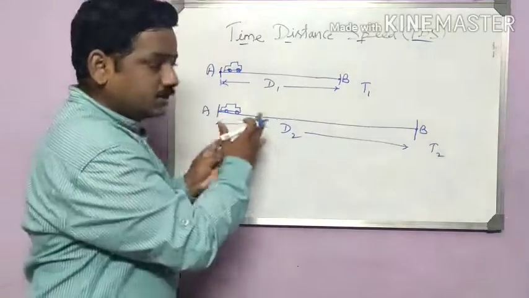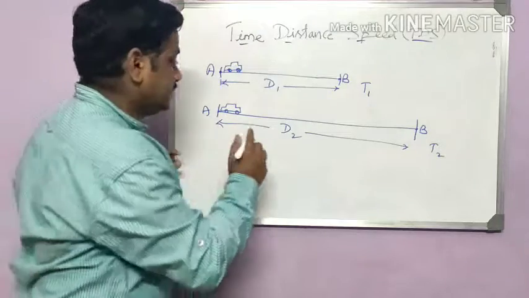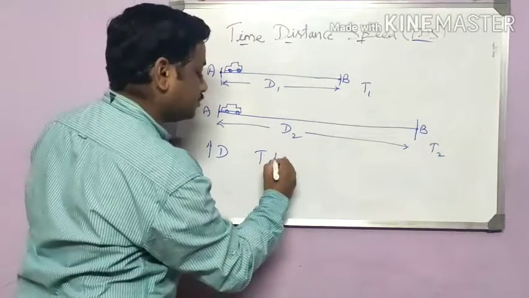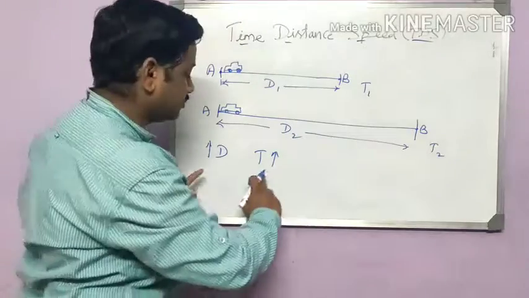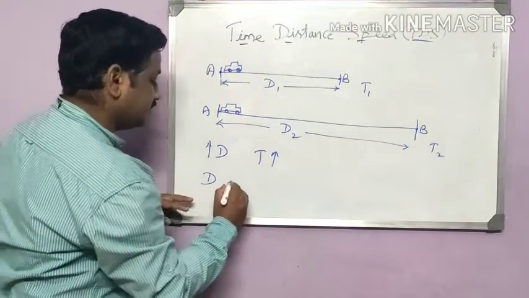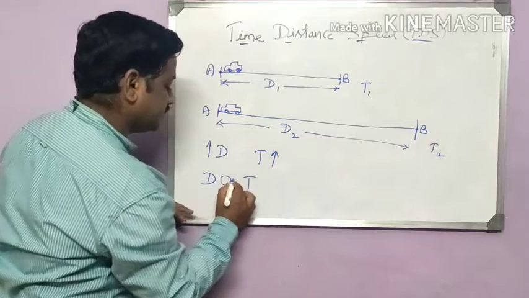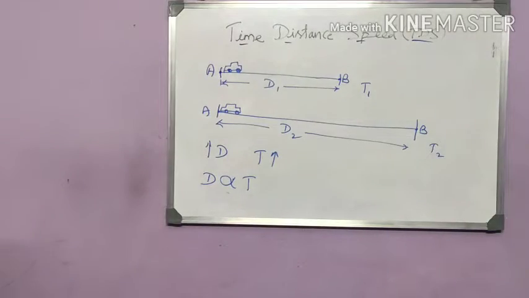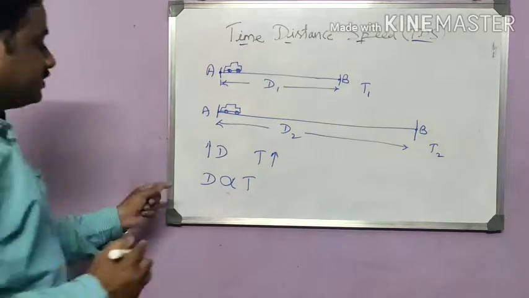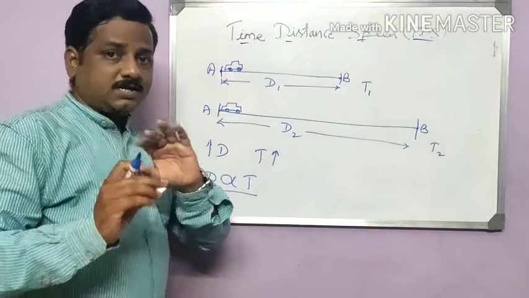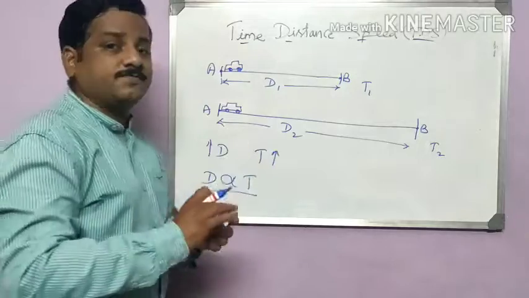By looking at this picture we can understand that if I increase the distance, the time taken to cover that distance is also increased. By this I can write that the relation between distance and time is directly proportional. Time is directly proportional to distance. That's what I have mentioned here. That's clear.